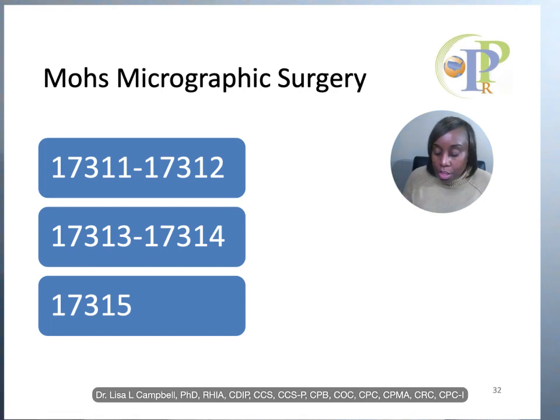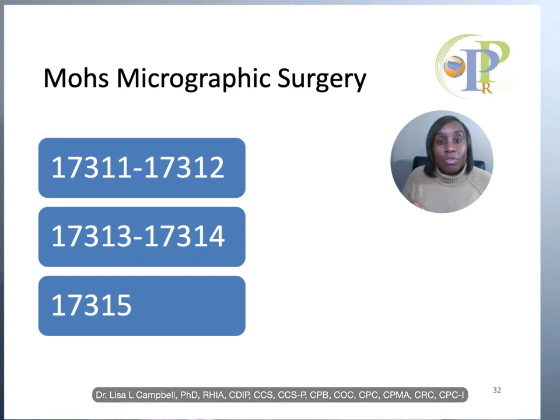All right, so with your Mohs Micrographic Surgery codes on page 119, what you will notice is that the first two codes are for specific anatomic body parts, okay? And the second two codes are for specific anatomic body parts.